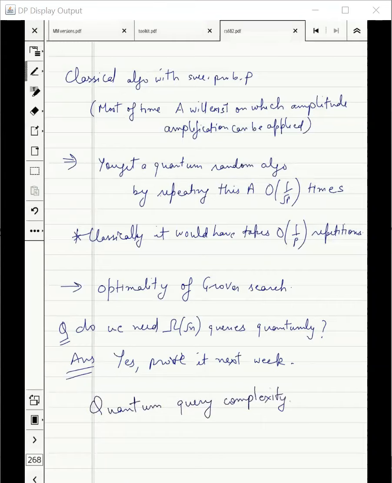I'm obviously biased towards it because that's my research area. I would be happy to introduce you to the very, very basic problem which started this research, which is optimality of Grover search. I will finish the lecture now. It is time for questions.